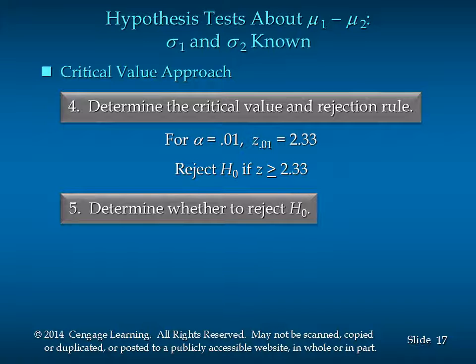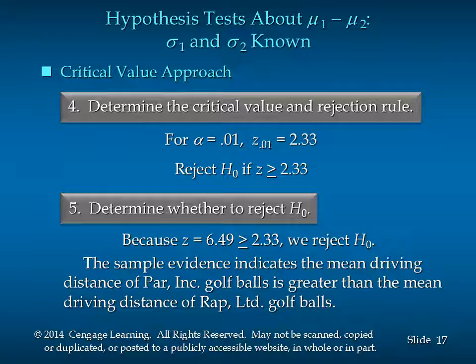2.33. There we go. At p = .01, we were almost right on our memory. 2.33. Once again, this 6.49 is very, very different. It's much different than 2.33. In fact, it's much, much higher. So you would therefore reject the null hypothesis because of the critical value approach.